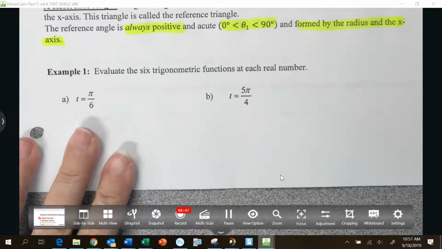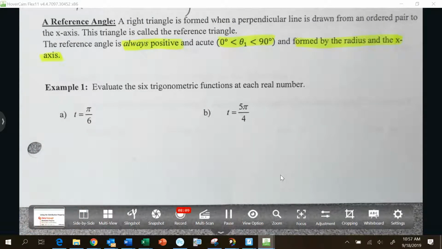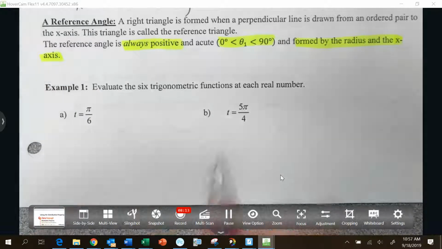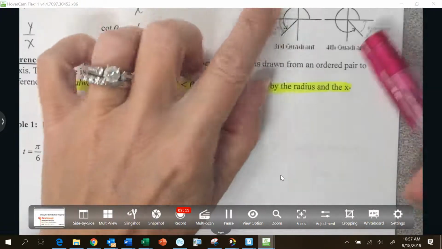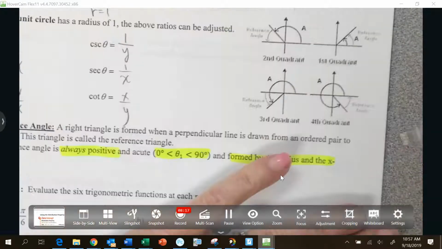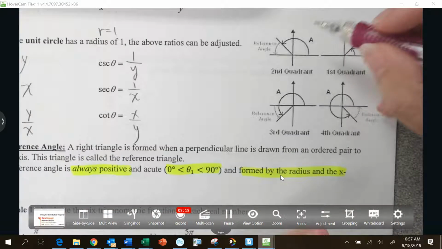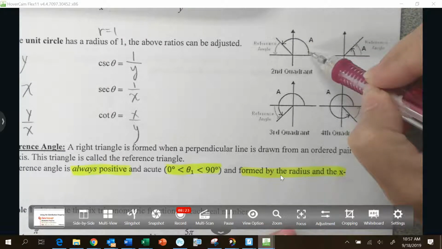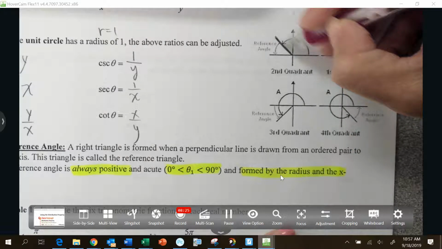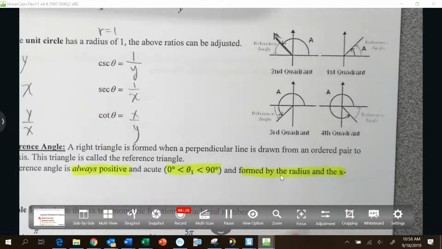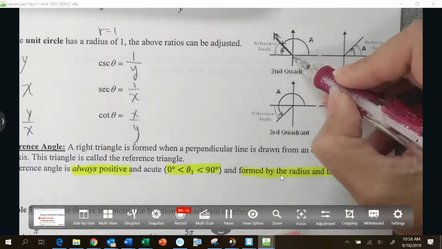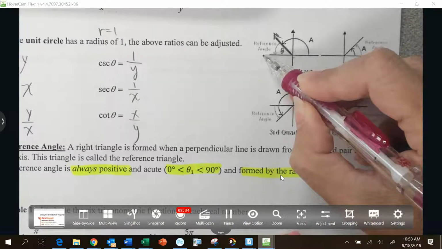Actually, before we get there, the reference angle, I was just going to show a picture. Let's do a picture. Oh, actually, I didn't have to. The picture's over here. Here's reference angles. It's kind of hard to read, it didn't print out that well, but if the terminal side is in the second quadrant, look at where my reference angle is. It is formed by the radius and the x-axis.